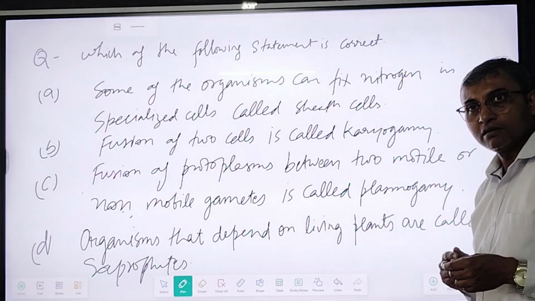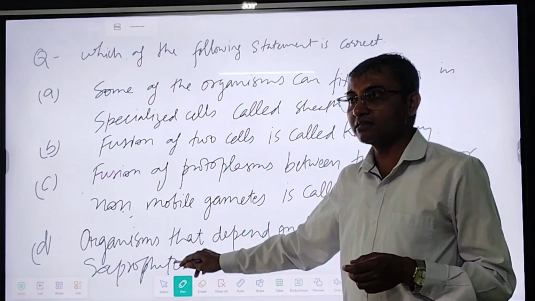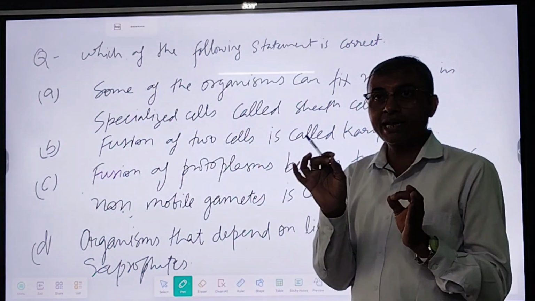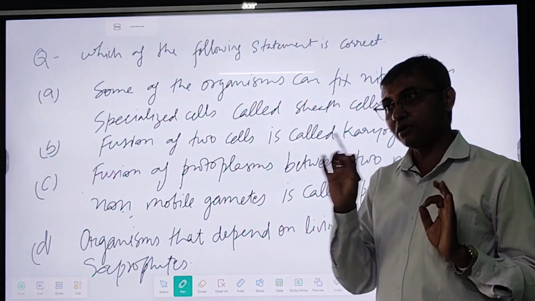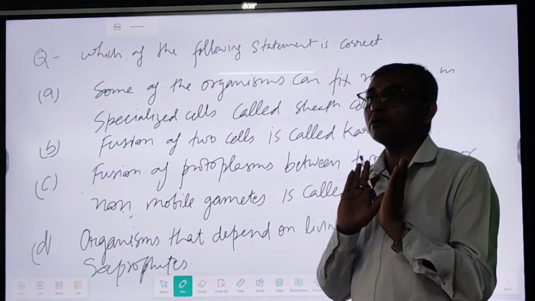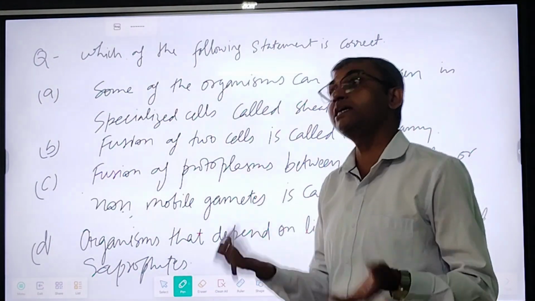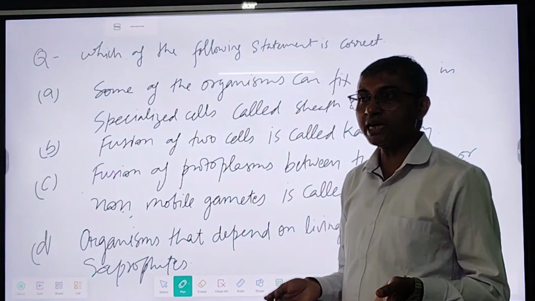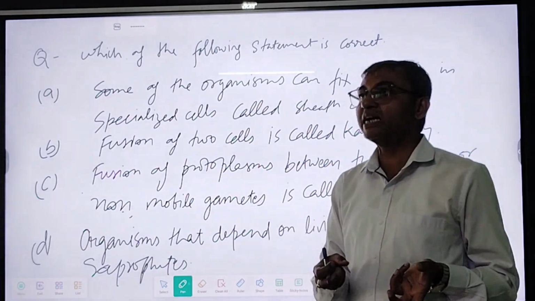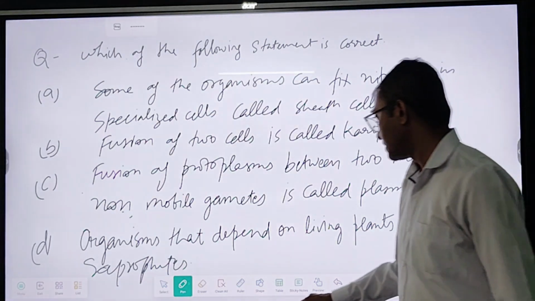And why is D not correct? You can see here, organisms that depend on living plants are called saprophytes. But they are called parasites. When any organism lives on another living organism, it is called a parasite. So like that, we should be aware of all the options. We know the correct one, and we should also know what is incorrect and why. Then other questions based on the same statements, in any competitive exam, you can attend.